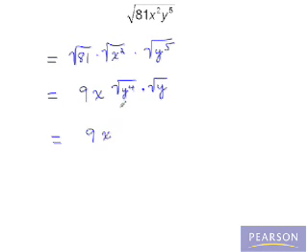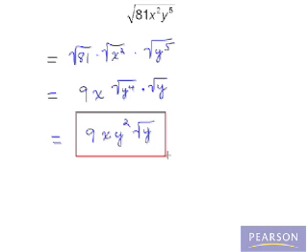So we have our 9, our x. The square root of y⁴ is y², and you cannot further simplify the square root of y, so we're finished. So our final answer is 9xy² times the square root of y.